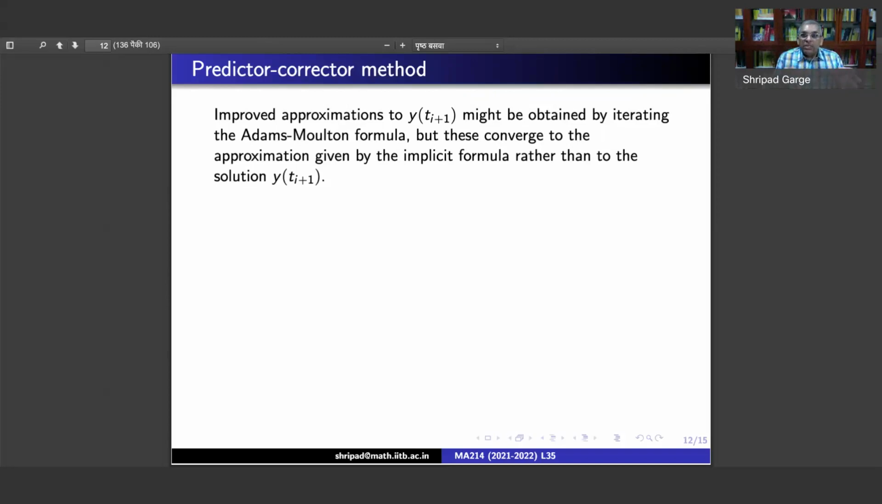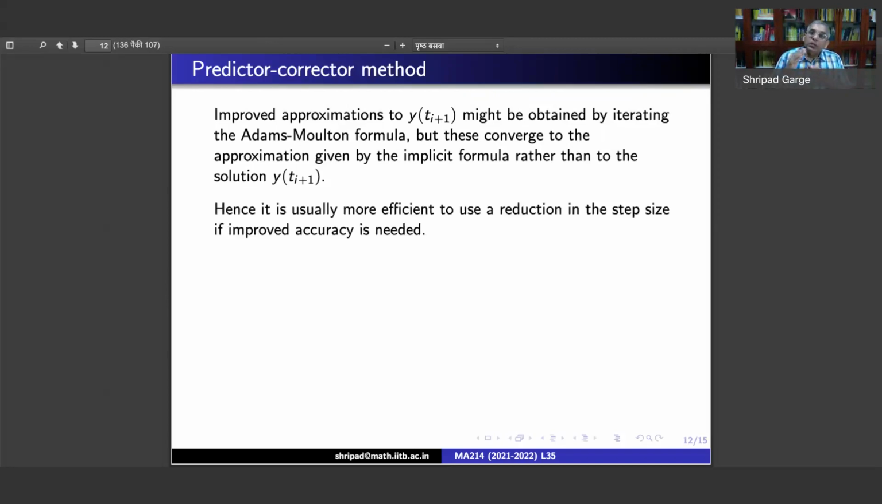So these approximations, even if you keep repeating, it will perhaps converge to a limit, but it will converge to a limit which corresponds to only the difference method. It will not go to y(t_{i+1}). So if you rather want to get a better result, you should try to use reduction in the step size, which will typically give better solutions.